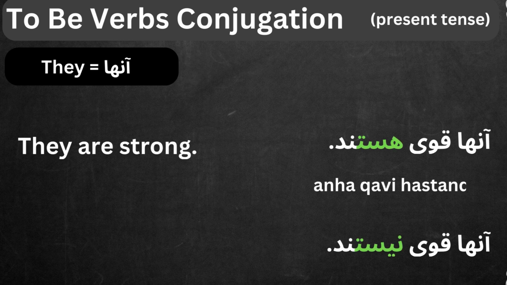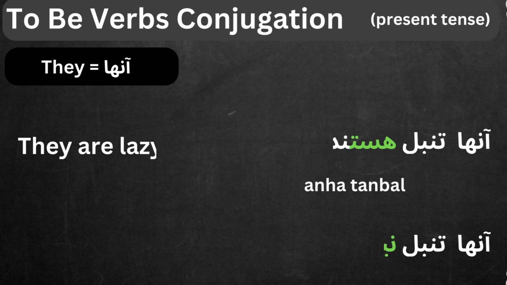Examples with they. آنها. آنها قوی هستند. They are strong. The negative form آنها قوی نیستند. آنها تنبل هستند. They are lazy. The negative form آنها تنبل نیستند.